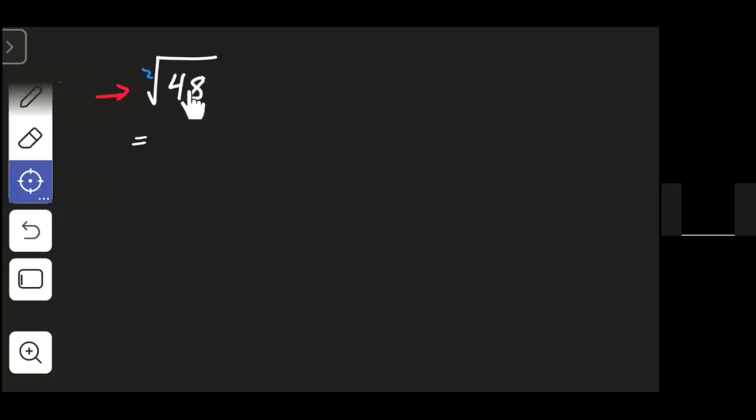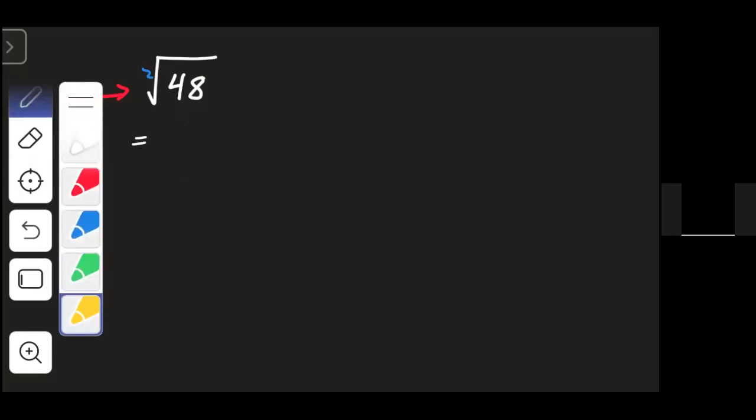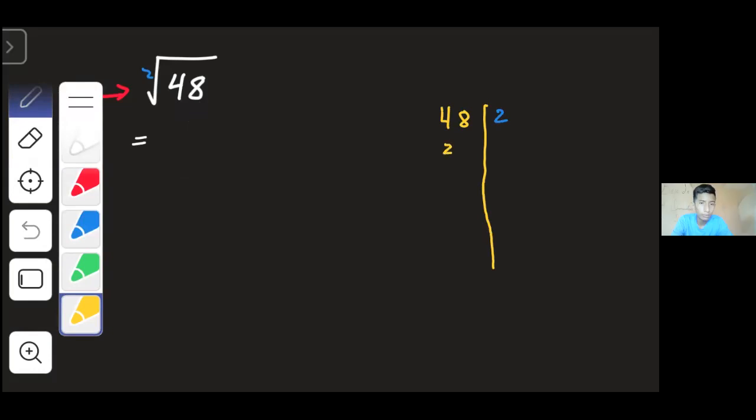Since I don't have a number that I multiply twice and get 48, I'm going to break it down. So let's break 48 down using the prime factorization. 2 times what can I get 48? 24. 2 times again can I get 24? 12. Thank you very much.